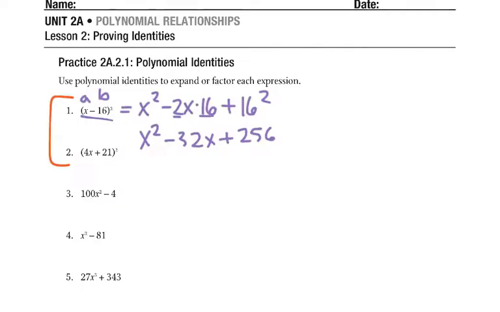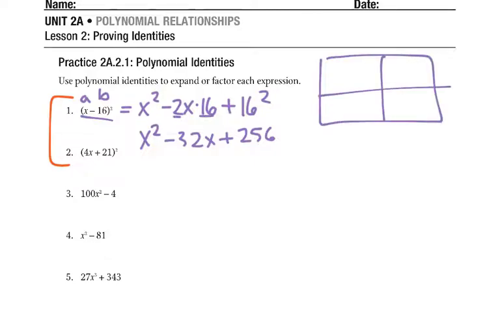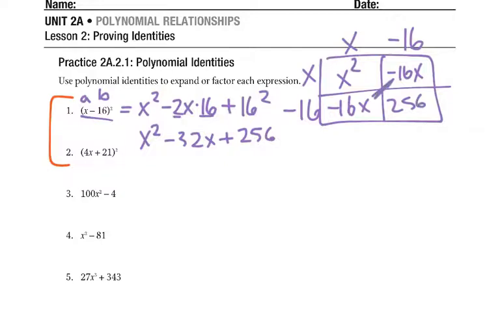Okay. Now, we could have also just done the area model and went x and negative 16. Because it's squared, it's twice. x and negative 16. Got x squared, negative 16x, negative 16x, and positive 256. And then combine those together and we'd get x squared minus 32x, negative 16 plus negative 16 is negative 32, plus 256. So either one works.